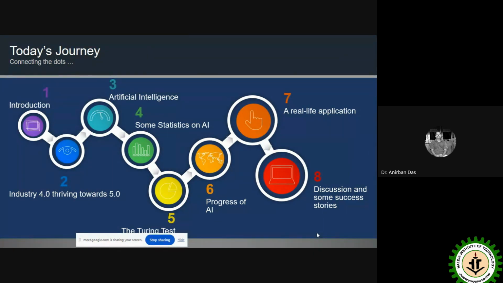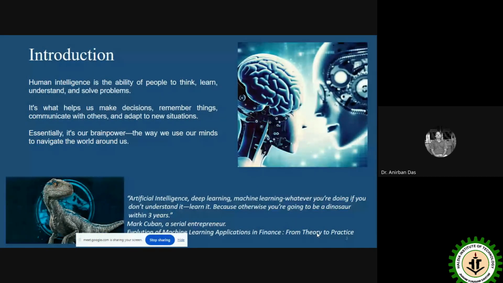And as the introduction is required to be given, though I understand that an introduction of AI/ML to a department which is serving AI/ML is not supportive enough. But still, there is a saying that whatever you are doing, if you don't understand or learn artificial intelligence, deep learning, and machine learning, within 3 years or so, you'll be in the dinosaur age. That is a very common saying on AI, ML, and deep learning, right?